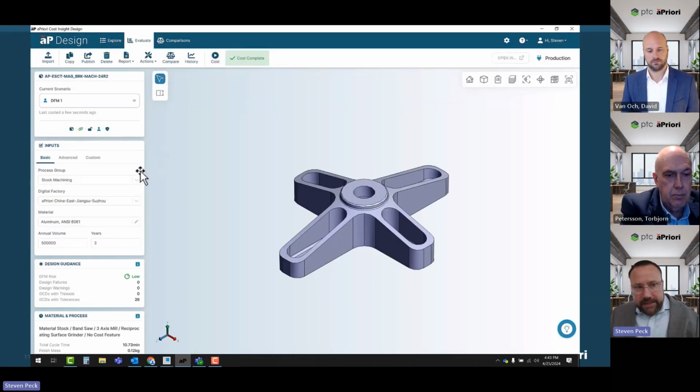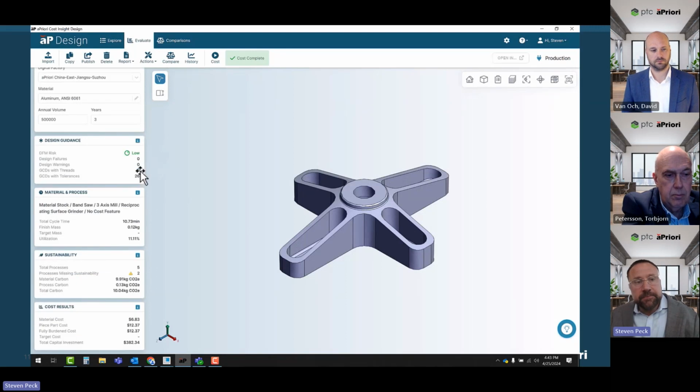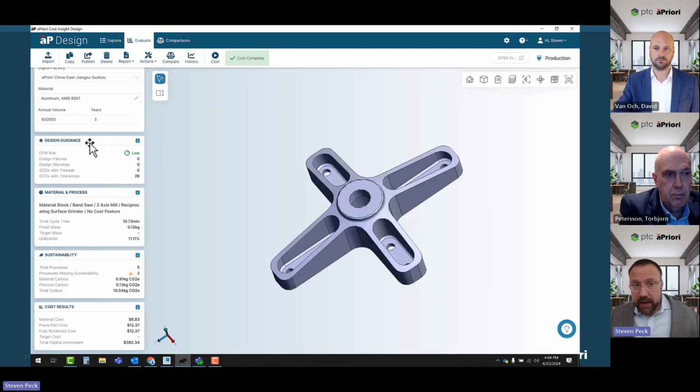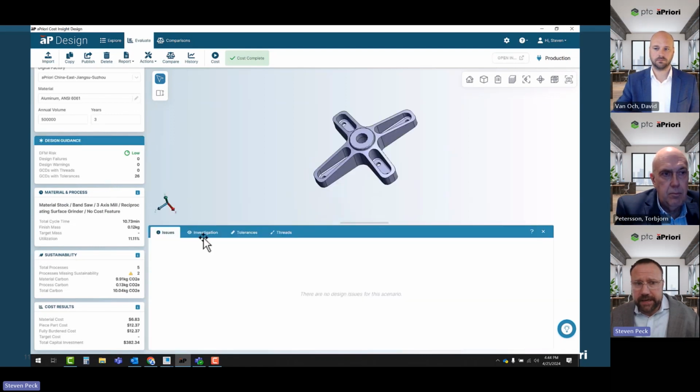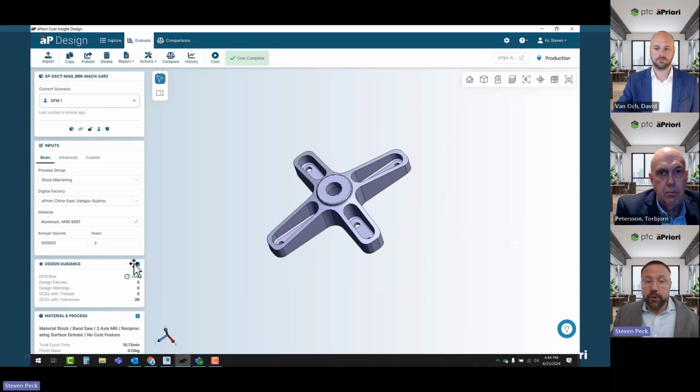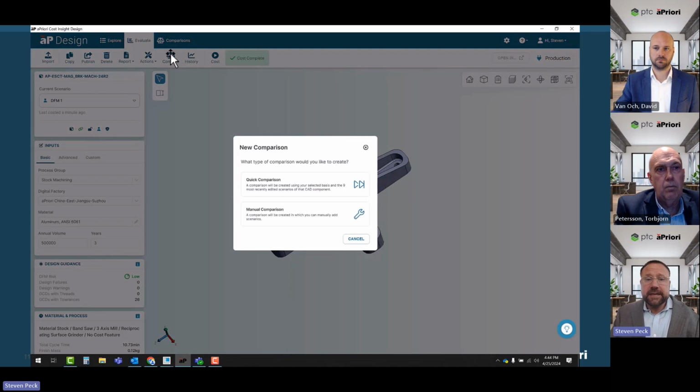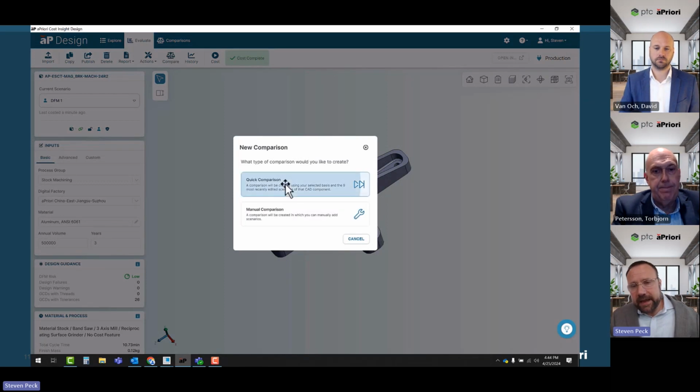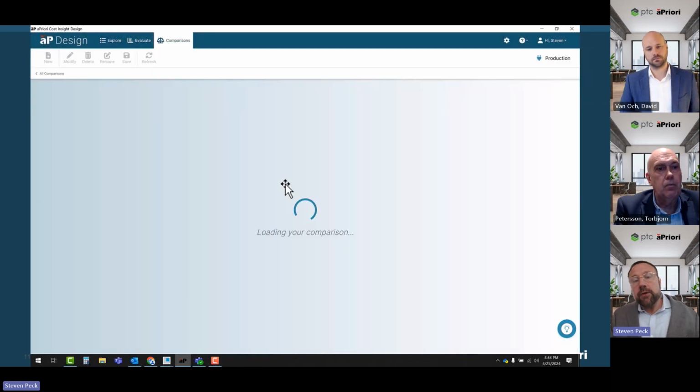With a quick update to that design, we can see that the design guidance and the DFM risk from a manufacturing standpoint has gone from high to low on this part. We've eliminated the issues that were bubbled up on this part, those length to diameter ratio issues.